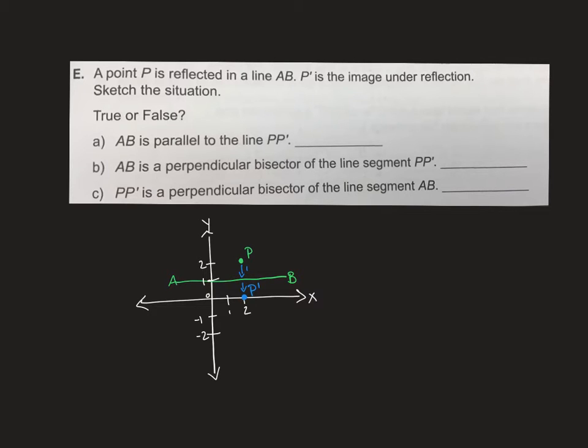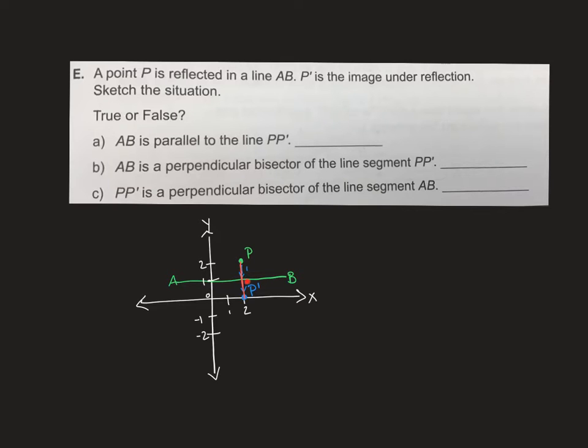So then we're going to answer true or false to these questions. So AB is parallel to the line PP image. So this would be the line PP image. So do this and this, are they parallel? So parallel means they run at the same place. Perpendicular means that they make like a right angle. So true or false? AB is a perpendicular bisector of the line segment PP image.